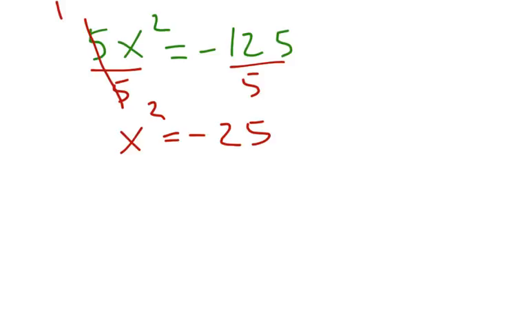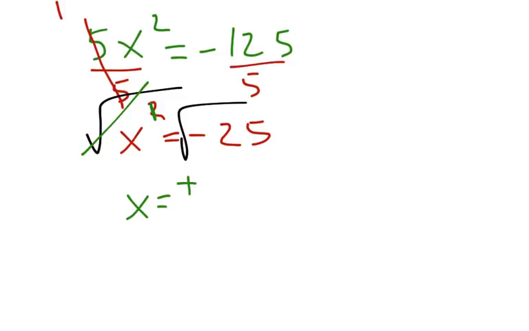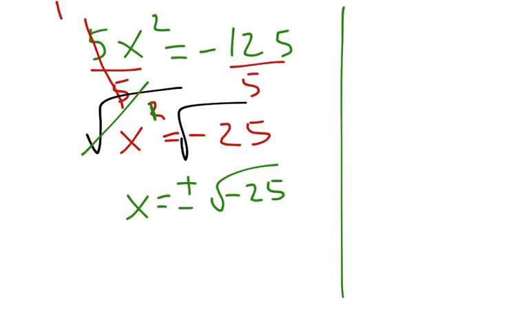Let's do a different color. So I have x squared, I'm going to apply radical square root on both sides. The square root will cancel the square, so I'm going to have x equals. As soon as I do square roots on a quadratic equation, I do plus or minus. So I'm going to have plus or minus square root of negative 25. Okay, time to break the negative 25.